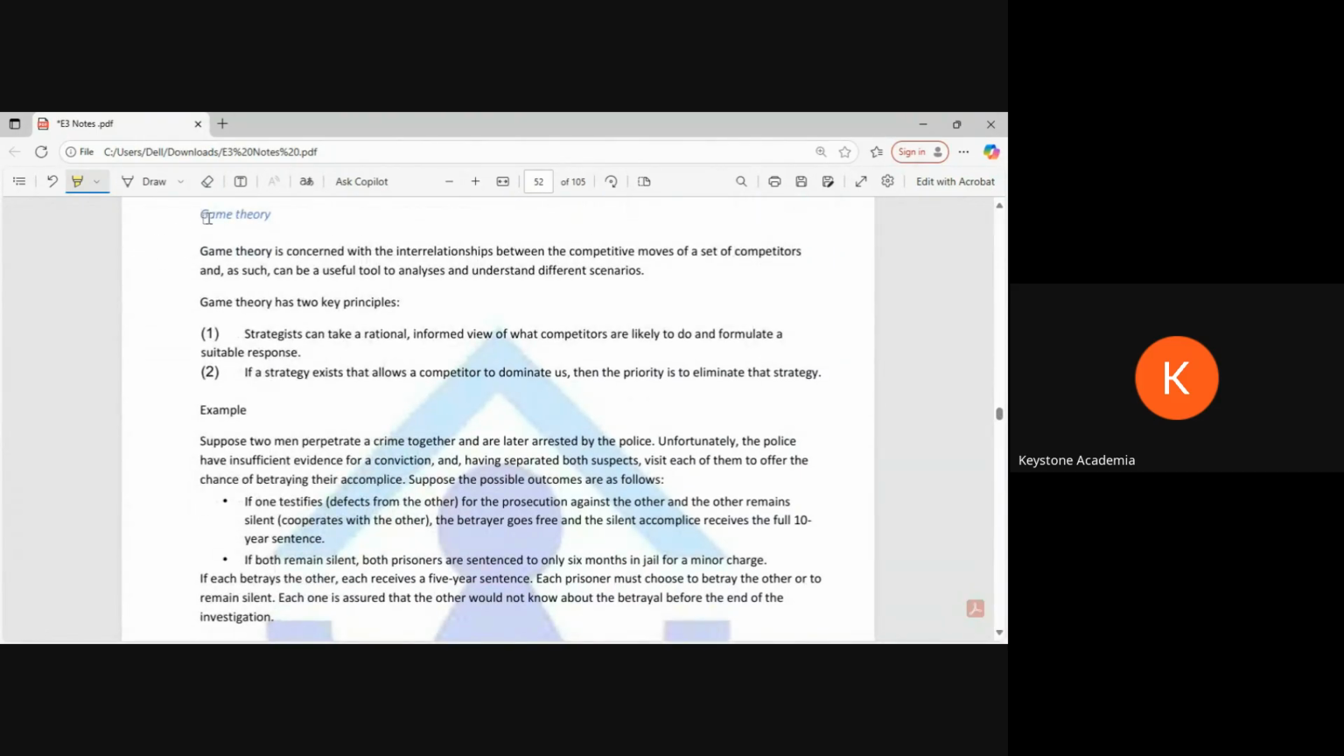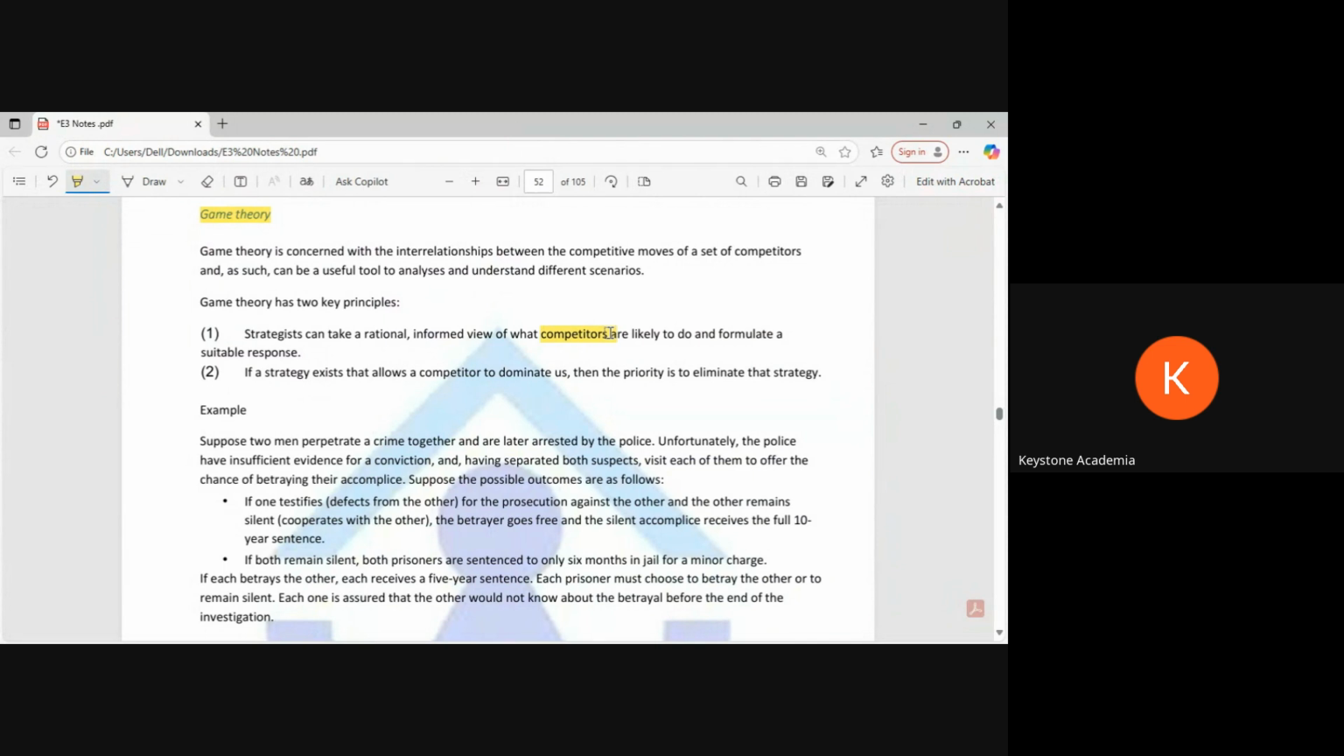Another thing, the next topic, is game theory. Game theory is technically to understand the competition, what the competitors are doing. Game theory has two principles. Strategists can take a rational, informed view of what competitors are likely to do and formulate a suitable response. So we need to know, if we do this, what will be the response of the company.